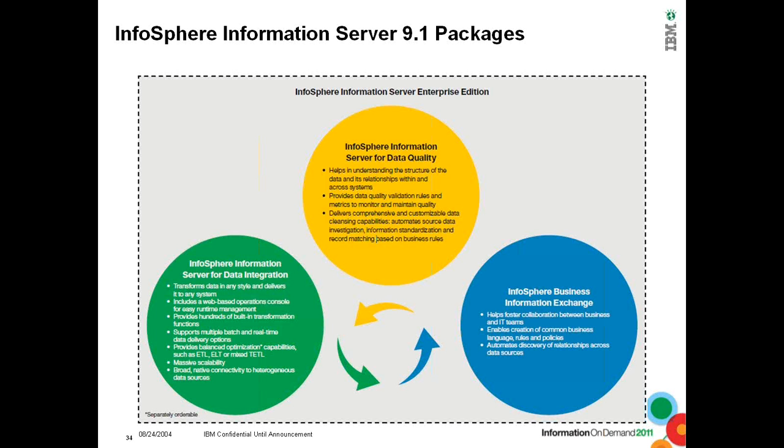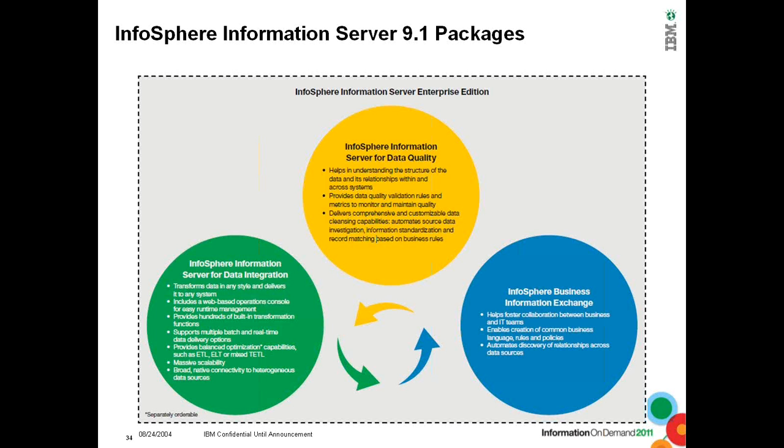So what you see in the different circles are actually the packages that are available for you to purchase or use, depending on the business problem that you're dealing with in the information management space. So there are 4 packages. The first one is InfoSphere Information Server for Data Integration. Second is InfoSphere Information Server for Data Quality. Third is InfoSphere Business Information Exchange, and the superset of all these packages is the Information Server Enterprise Edition, which means that it contains all the functionalities of all these individual packages.